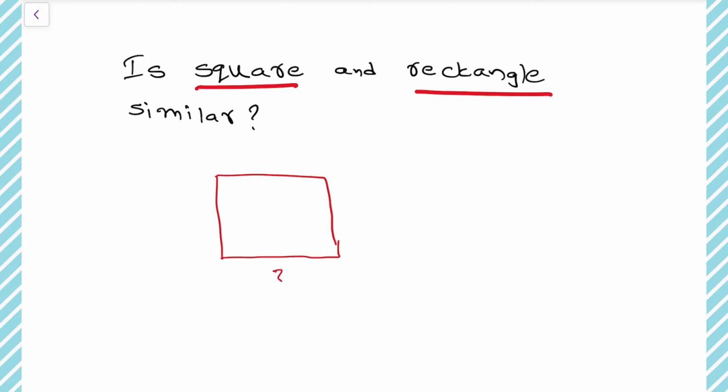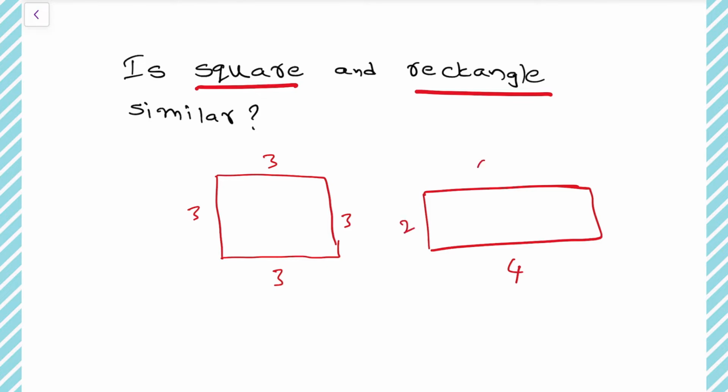One square with a side of 3 centimeters or 3 units, and one rectangle with the length as 4 units and the breadth as 2 units. Now we need to check whether this square and rectangle are similar or not. So first we need to check the corresponding angles. If the corresponding angles are equal, we will go with the ratio of corresponding sides.